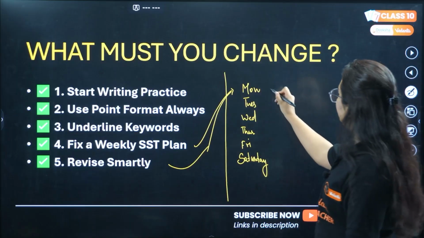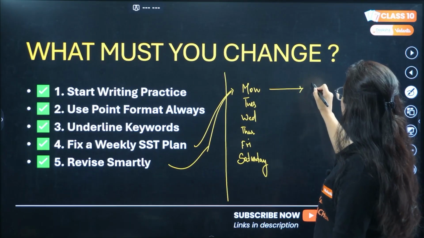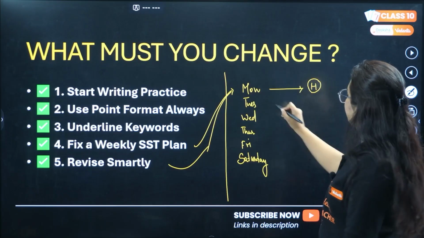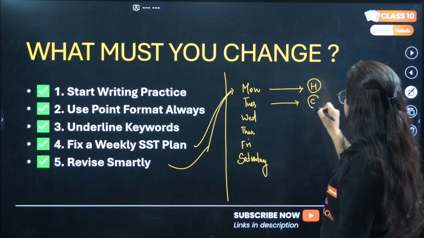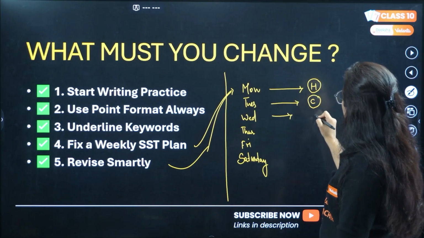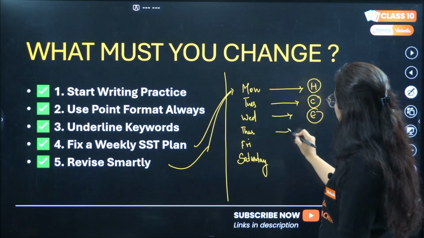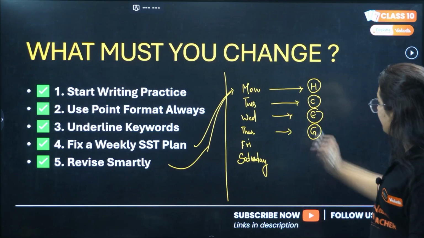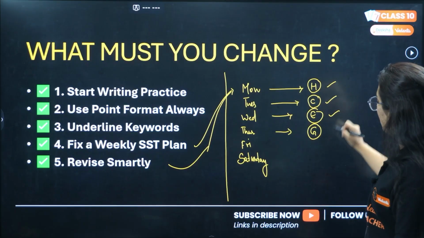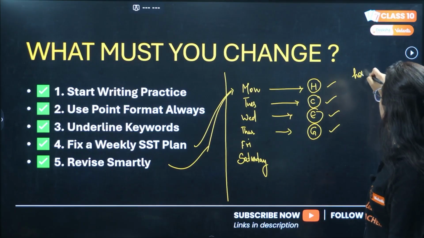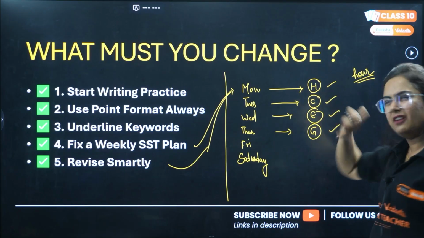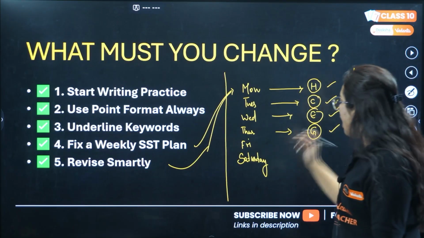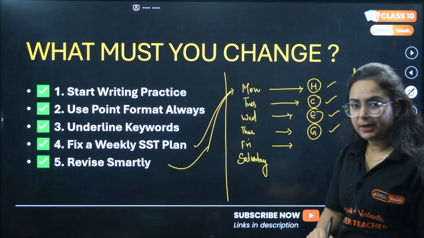You can do one thing: on Monday I will study history. On Tuesday, I will study civics. On Wednesday, it's about economics, and on Thursday, it's about geography. Get it? Okay, fine. History, civics, economics, geography, just half an hour or 1 hour daily. Half an hour, take it half an hour.